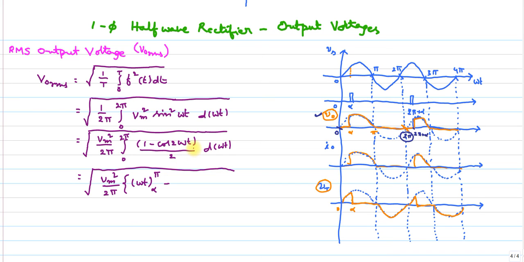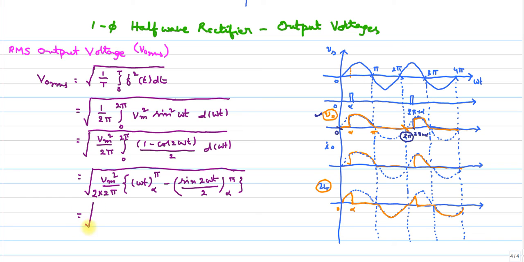minus cos 2 omega t. So the integration of cos 2 omega t is sine 2 omega t divided by 2. Of course, this 2 we have to take out, so it will be like this: 2 into 2 pi. So this is the integration part, and it should be from alpha to pi. That's all. Now I need to substitute the values, lower limit and upper limit.